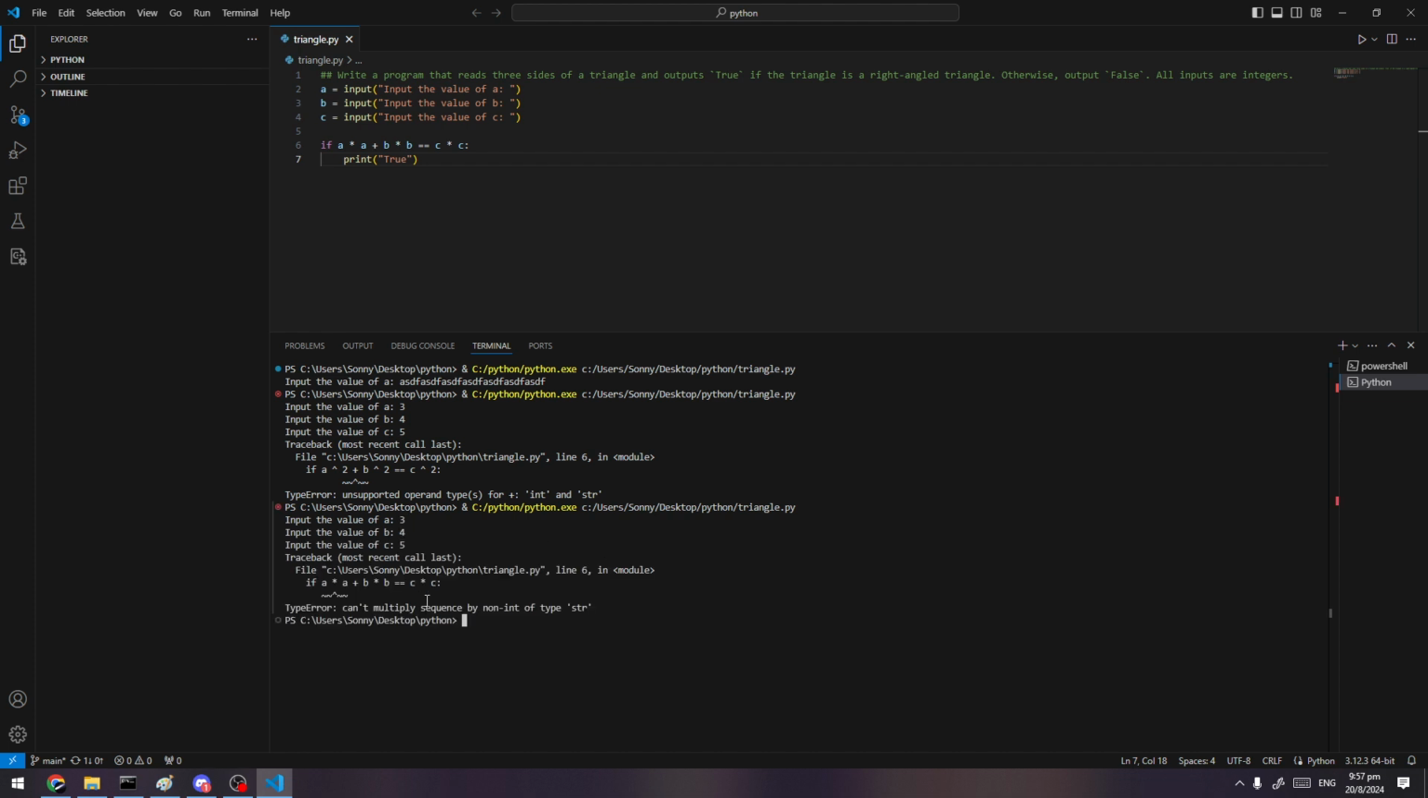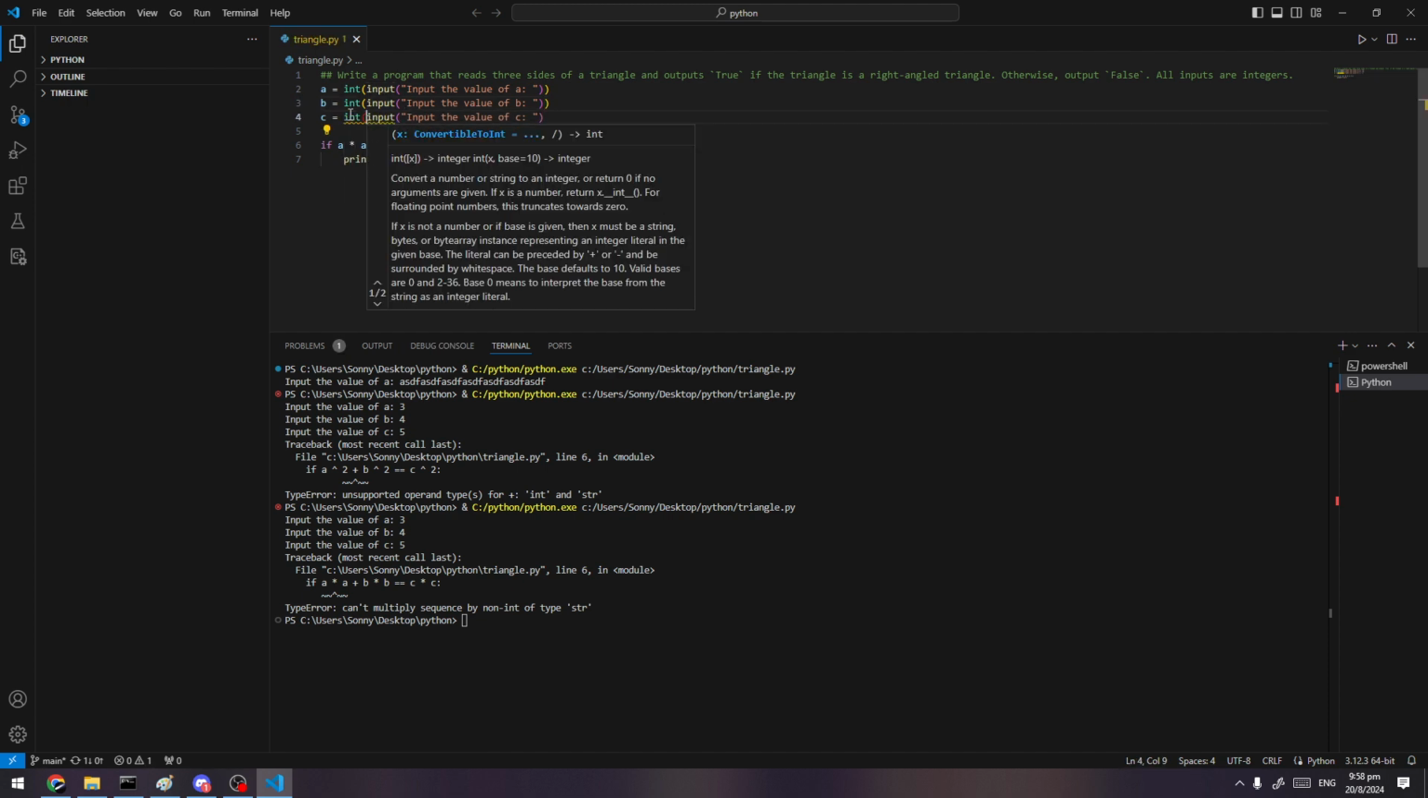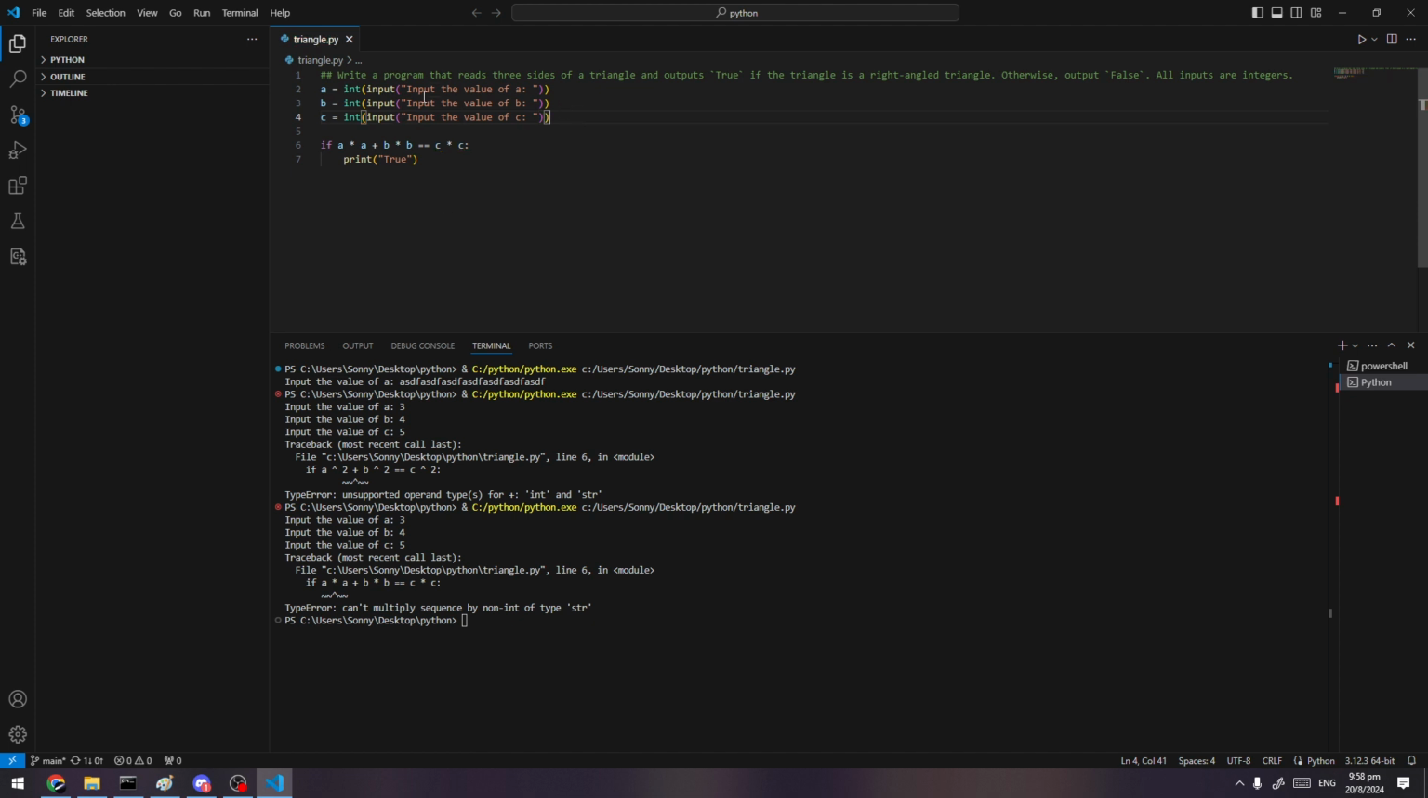With 3, 4, 5, you still get an error, and it's a type error: can't multiply sequence by non-integer type string. So what's the issue here? It's telling us that the input is not an integer. What should we do? We put int here to tell the computer that it's an integer that you can do calculation on. If you don't put int, it will treat it as a string, which is the default in Python. Just remember to put int if it's an integer and you need to do calculation.